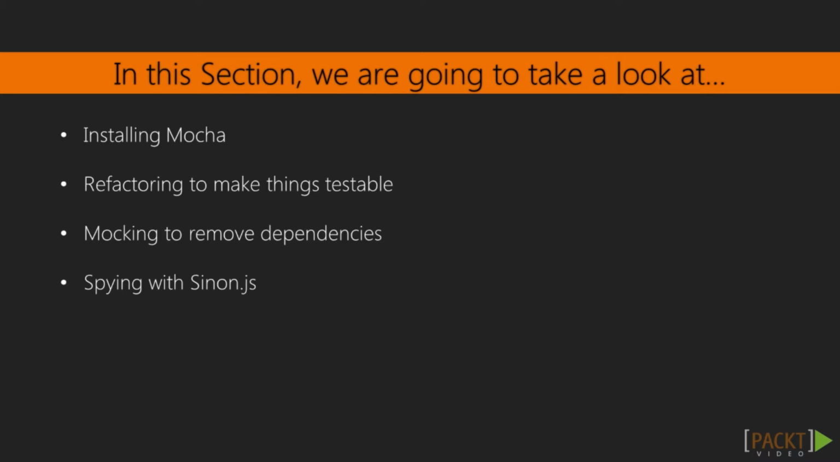We'll also be writing our first test, refactoring our application. This means we'll be improving its internal structure to make it easier to test. Mocking, i.e., writing some tests for our application. Installing Sinon.js, which is a standalone library for test spies, stubs, and mocks for JavaScript. We'll be using test spies in this section.